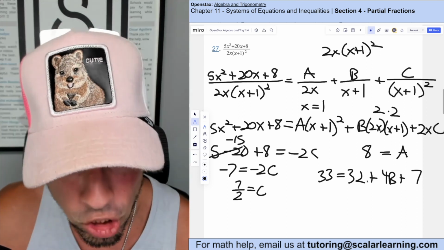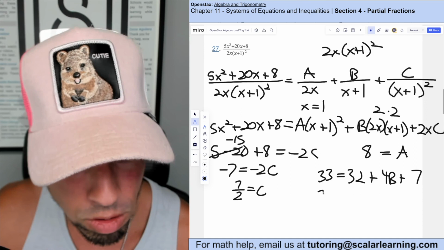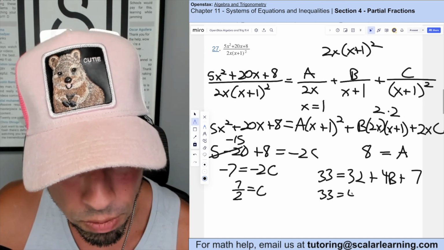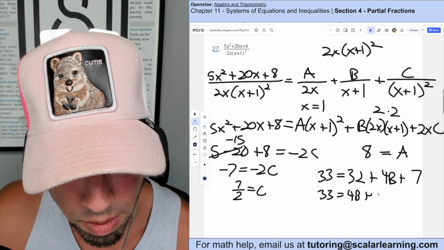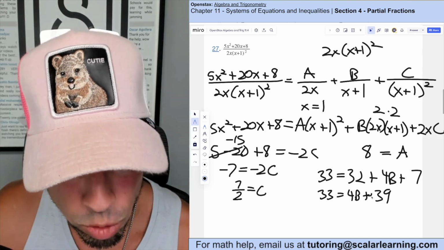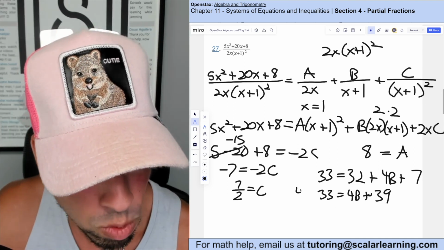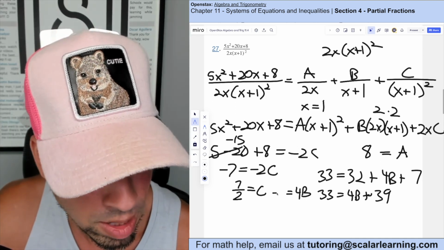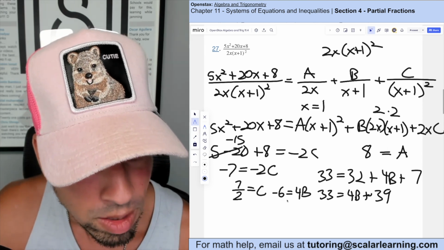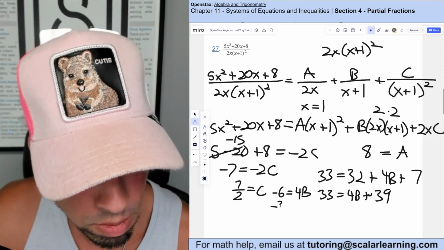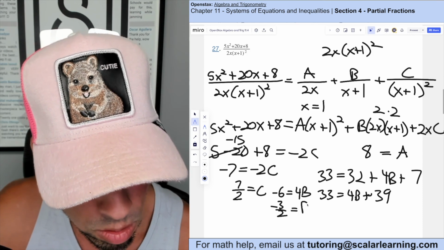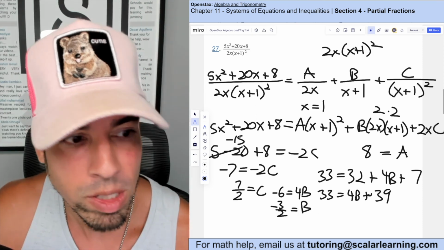Look how nice this equation is. So now I have 33 equal to 4B plus 32 plus 7 is 39. Subtract 39 from both sides. 4B is equal to negative 6, divided by 4. That's going to be negative 6 over 4 or negative 3 over 2. All right, so this one took a little bit more room, but we still got enough.